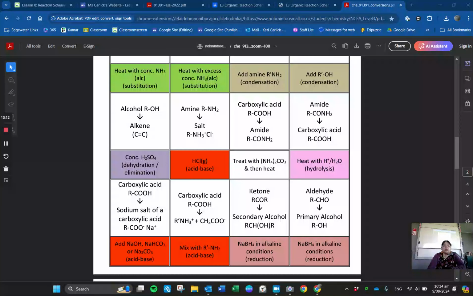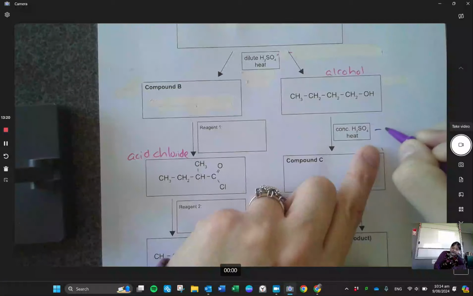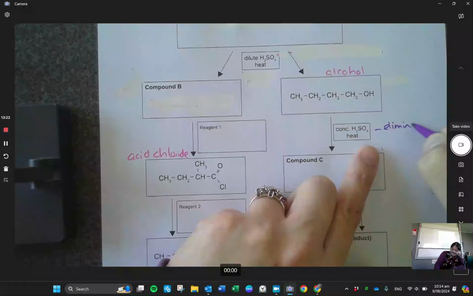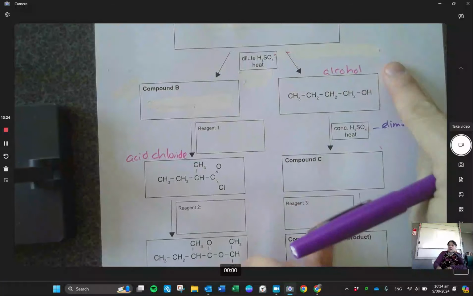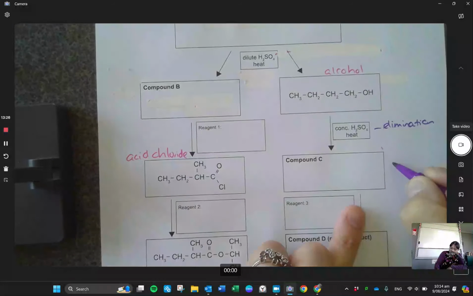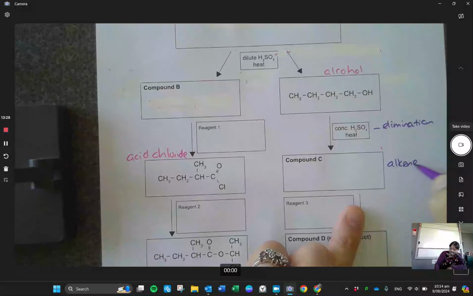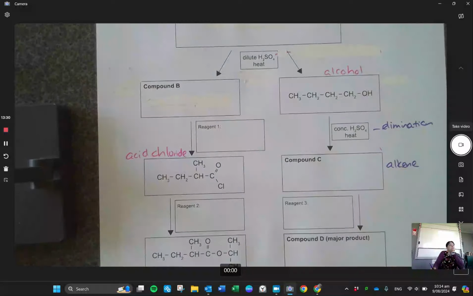Concentrated H2SO4. It's a dehydration elimination reaction. You're going from an alcohol to alkene. So when I go back to this sheet here, this is an elimination reaction. And we're going from alcohol to alkene. Are we good? Glasses on would help. All right.